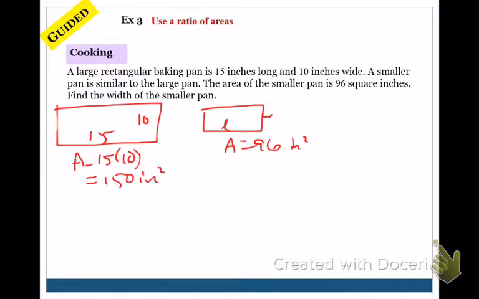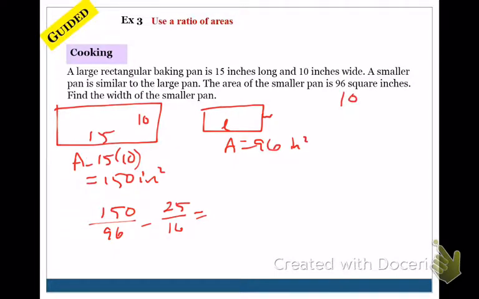And then we can use the ratio of the areas, 150 over 96, which will reduce down into 25 over 16. That has to be equal to the scale factor squared, right? What's the scale factor? Scale factor is corresponding sides reduced.